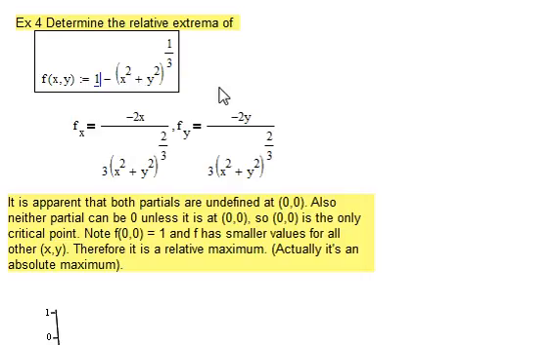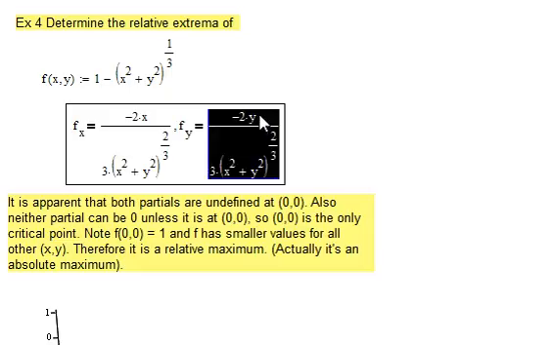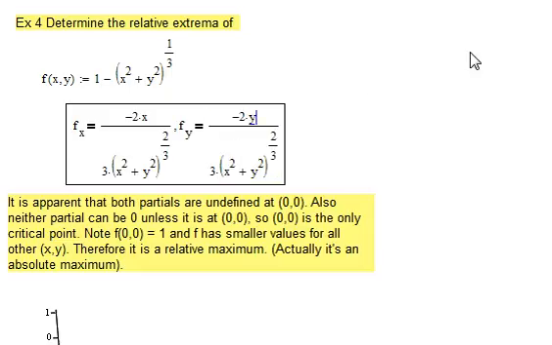Of course, the derivative with respect to x of 1 is 0. The derivative with respect to x of this expression is 1/3 times this expression, so that's where this 3 came from, times this expression to the negative 2/3, so I put it in the denominator to the 2/3 power, and then times the derivative of the inside function, which is 2x. The negative comes from this negative sign right here, so that's the partial with respect to x. Similarly, the partial with respect to y is almost the same except for the y in the numerator instead of the x from the derivative of the inside function.